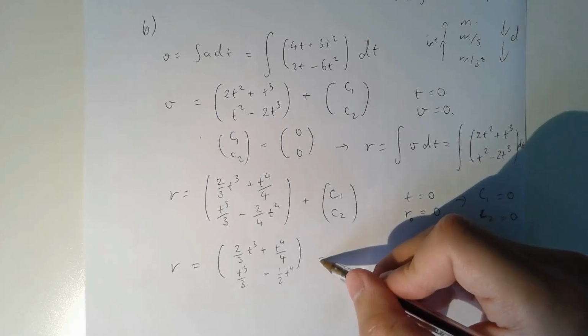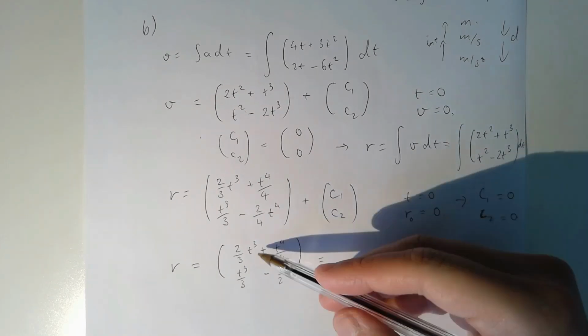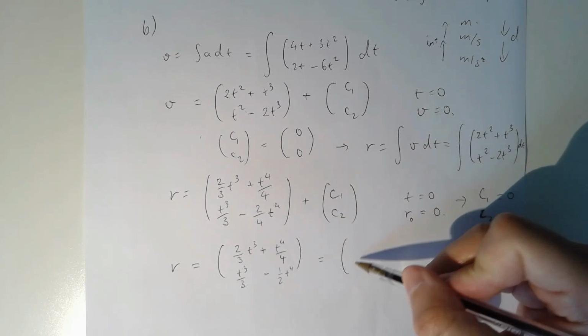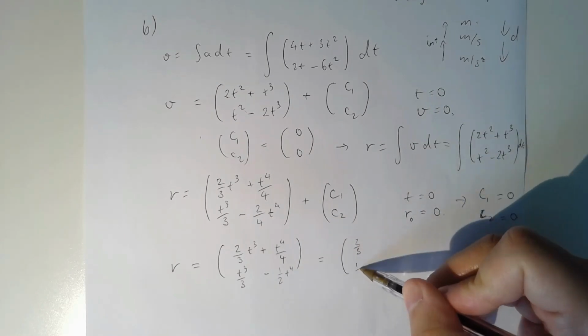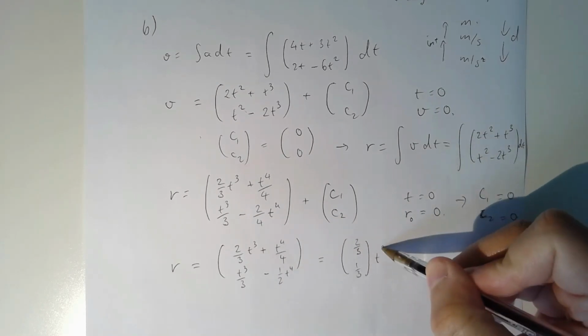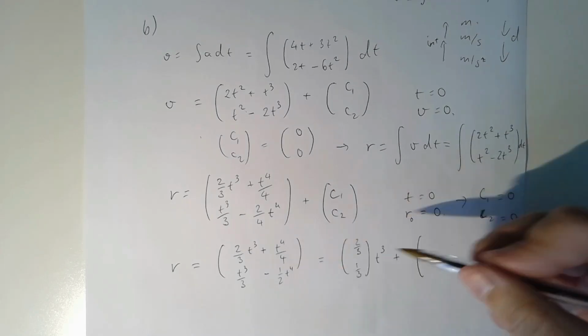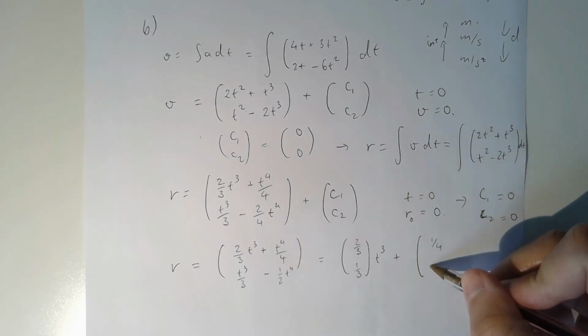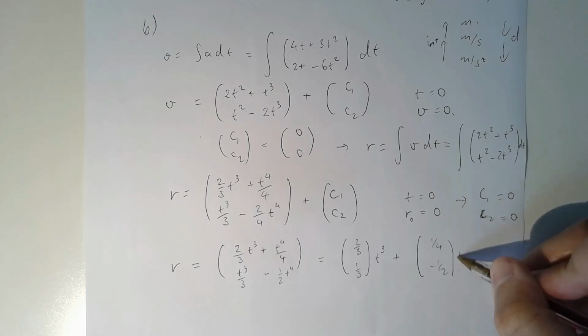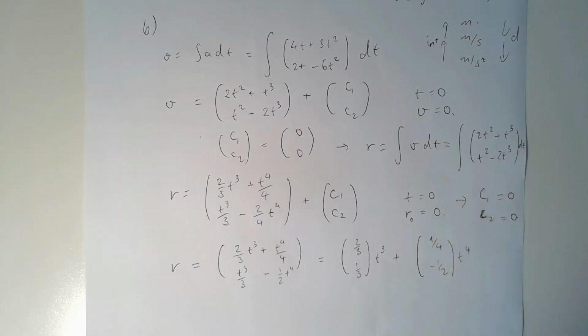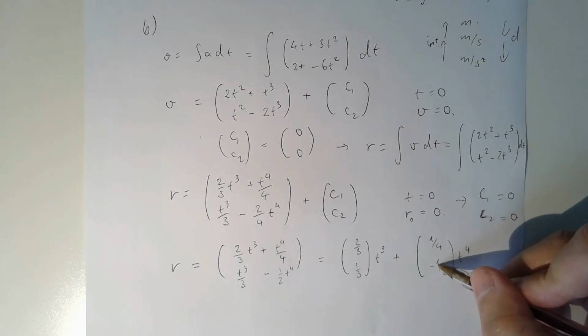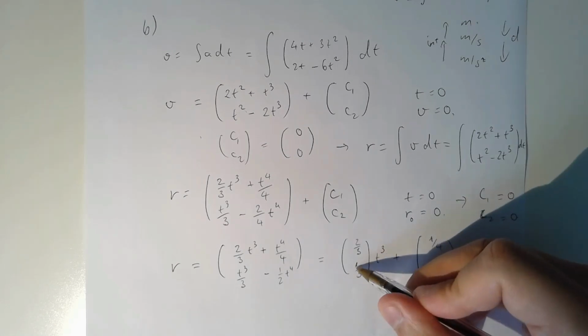But if you want to simplify it nicer, you take t cubed out, you can write 2/3 here and 1/3 here, with t cubed outside. And here you could take t to the power 4 out, you put 1 over 4 here, minus 1 over 2 here, with the t to the power 4. Basically the same thing. I would get full marks for this one, and no one wants anything more.